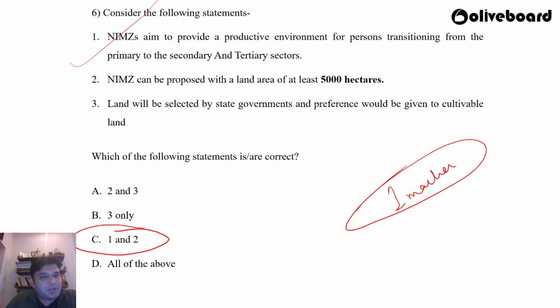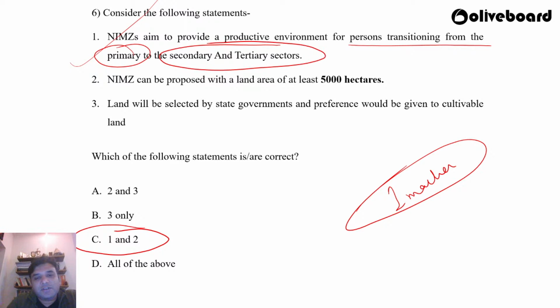NIMZ, National Investment and Manufacturing Zone, aims to provide a productive environment for persons transitioning from the primary sector. प्राइमरी सेक्टर मतलब कौन सा सेक्टर? Agricultural sector. To the secondary and tertiary sector. सेकेंडरी सेक्टर में कौन सा सेक्टर आएगा? Manufacturing. और टर्शियरी सेक्टर कौन सा होता है? Service sector, right. So people who are employed in the agricultural sector can be employed in the manufacturing sector and even the service sector, and that is what the aim of NIMZ is.